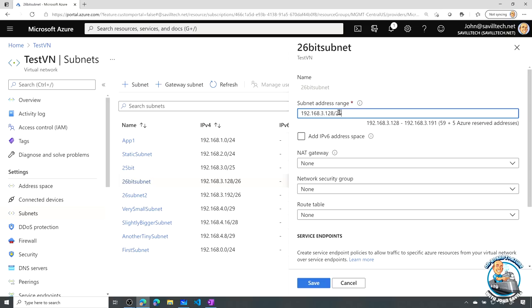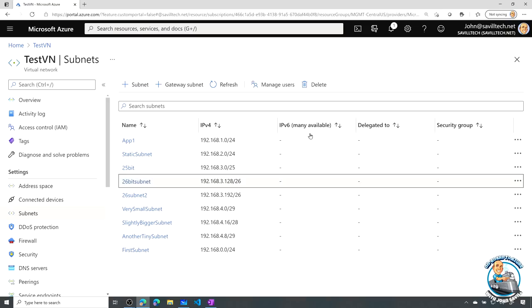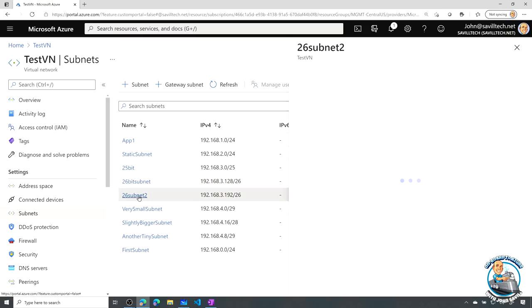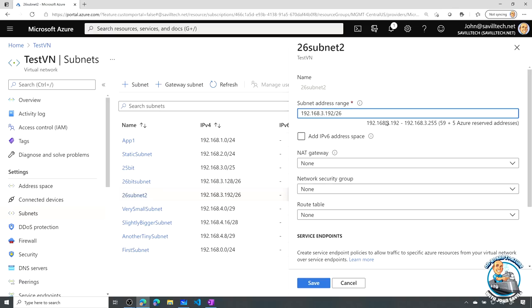And then the next one I can create would be 64 plus 128. So that's 192, which I created over here. And once again, it's showing you the range and how many Azure is reserving.